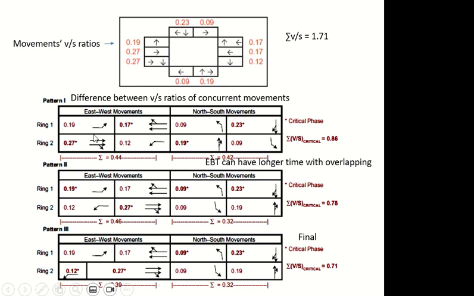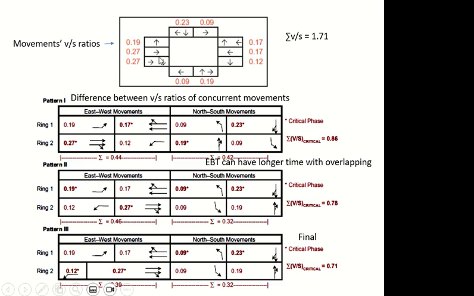And this is the first phasing plan. It's very simple. All movements from one direction get the same time. So all from eastbound, all from westbound, all from northbound, all from southbound. But you know that each one of them has lane groups, and each lane group has a separate V by S ratio. We said left turning needs a separate protected phase. This left turning lane had a V by S ratio of 0.19.